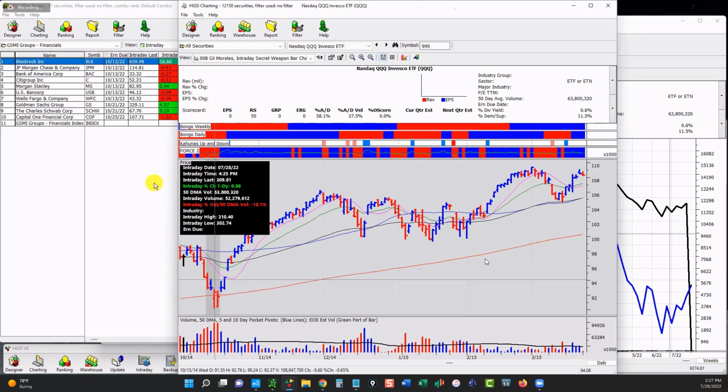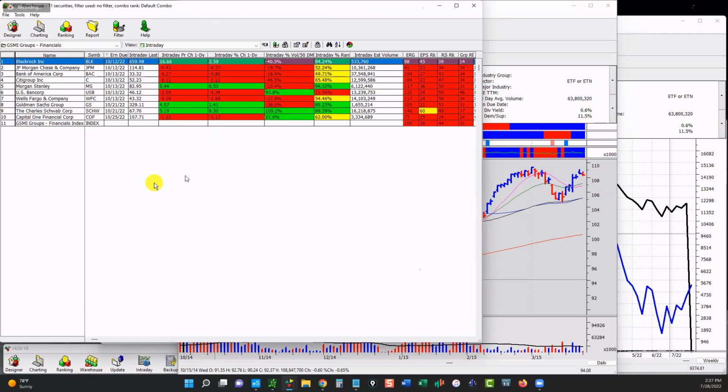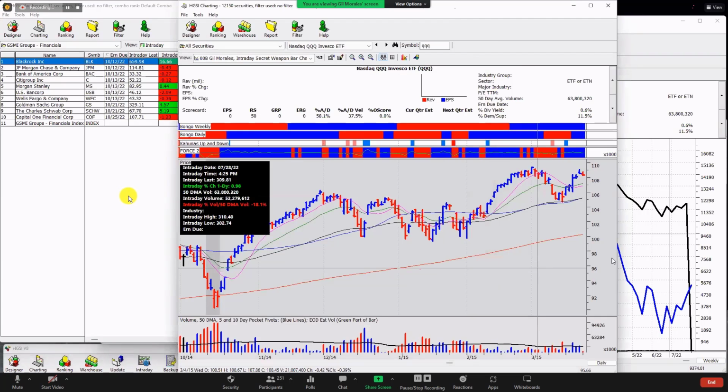I find MarketSmith to be very limiting. Also TC2000. And I just sort of gravitated to this because it's very visual. You have a lot of color contrast. Everything's got colors in it. And I like that. So that's why I use it. And I pay for it.